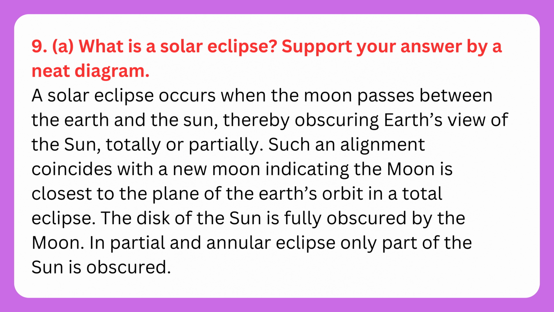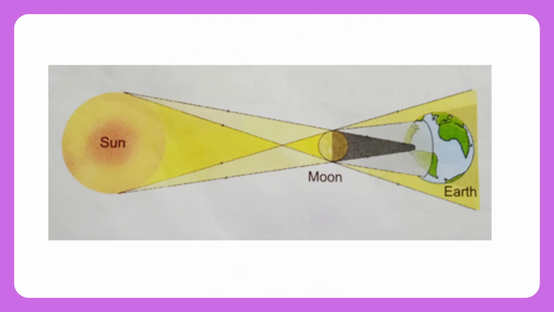Question 9. A. What is a solar eclipse? Support your answer by a neat diagram. A solar eclipse occurs when the moon passes between the Earth and the Sun, thereby obscuring Earth's view of the Sun, totally or partially. Such an alignment coincides with a new moon, indicating the moon is closest to the plane of the Earth's orbit in a total eclipse. The disk of the Sun is fully obscured by the moon. In partial and annular eclipses only part of the Sun is obscured. Here is a diagram of solar eclipse.